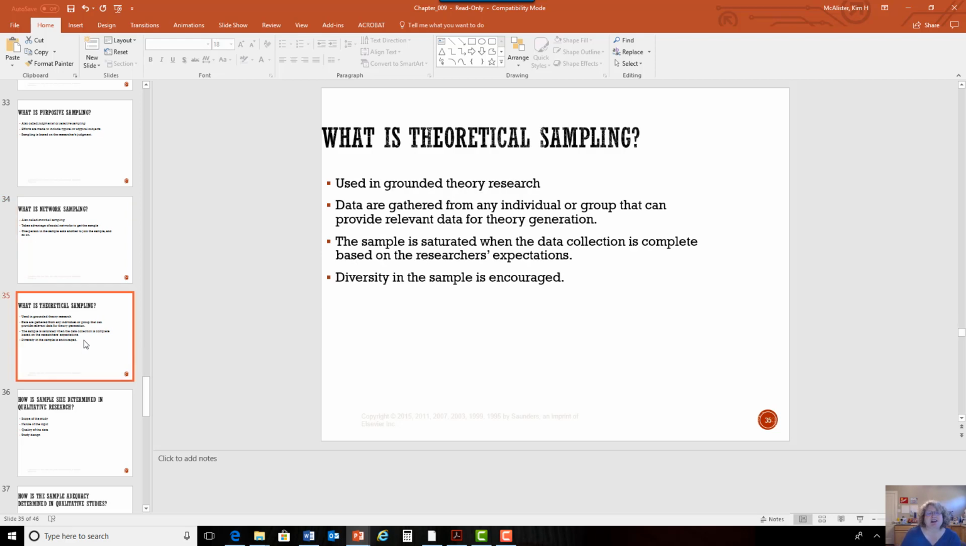So what is theoretical sampling? This is where somebody just goes and gathers information from any individual or anyone who could possibly provide information about this theory. So if you have a theory and you want to get data, you begin questioning anyone and everyone who has something related to it. And you do that until the data is saturated. And you know the data is saturated because you're not getting any new results. No new information is being brought forward.